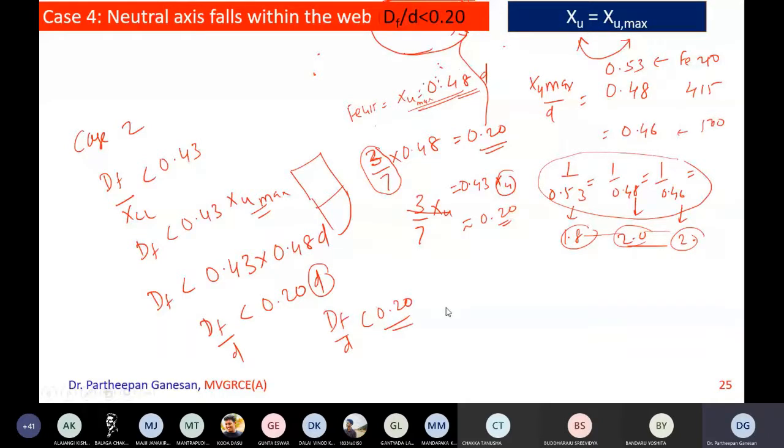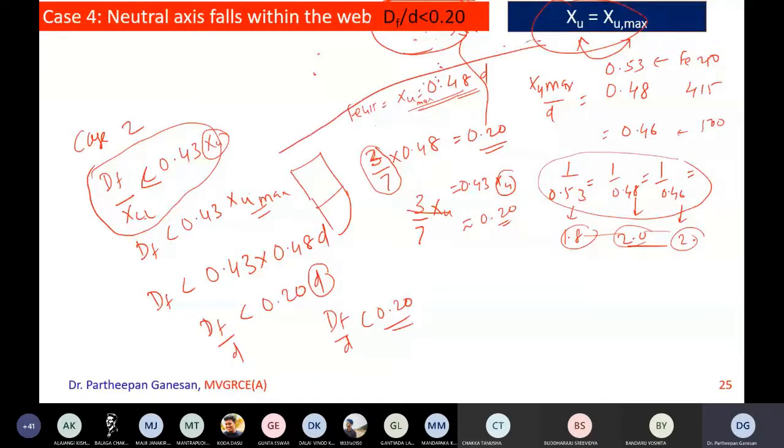Is that clear? Why is it like this? Because that is coming from the second case only. Df by XU less than 0.43, or you take this 0.43 XU instead of XU, because your XU is XU max from here. You substitute XU max for Fe415, which is 0.48 D, or if you substitute 0.53 D also, it will be almost a little greater than 0.2, but it's okay, 0.2. And similarly 0.46 also, it will be 0.18 or 0.19, that is approximated as 0.2. That is why you have Df by D less than 0.2.